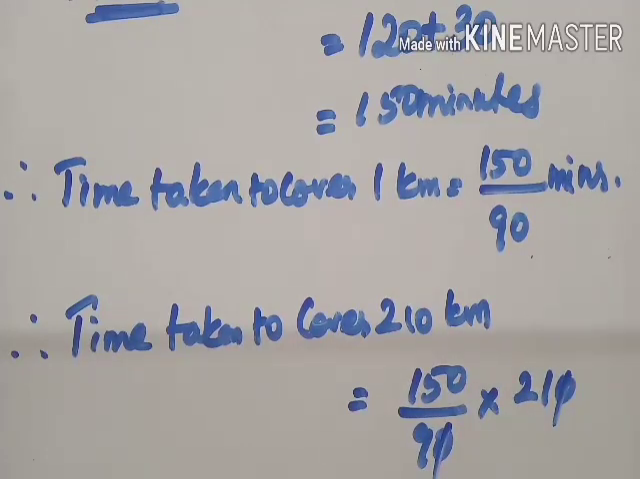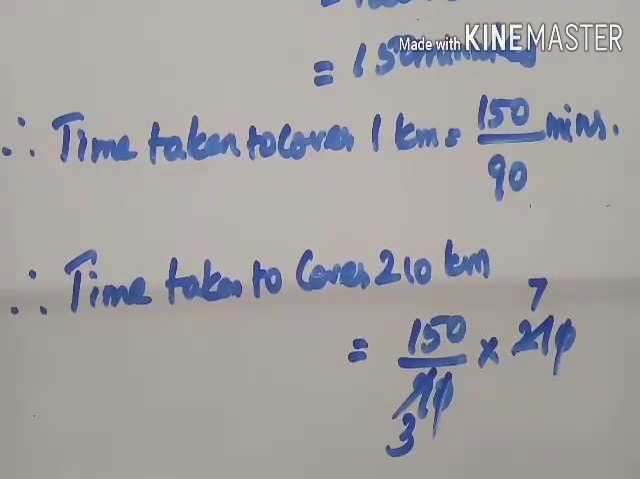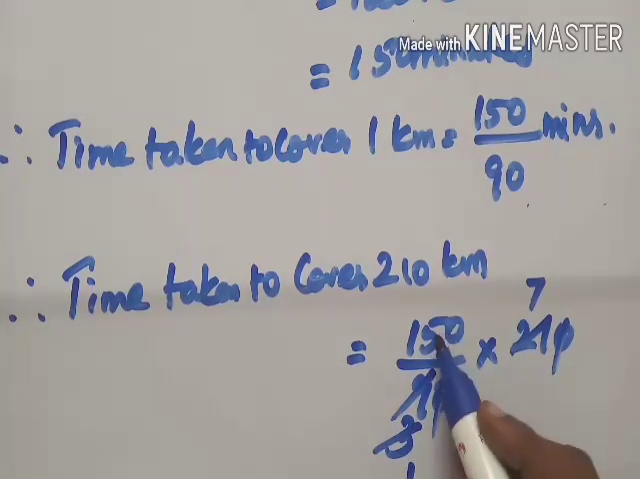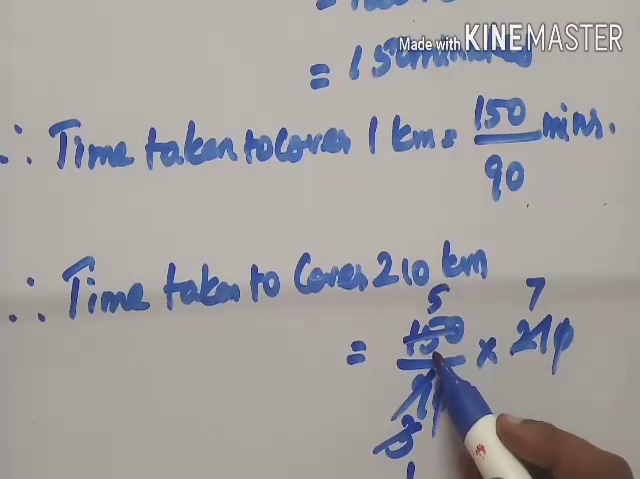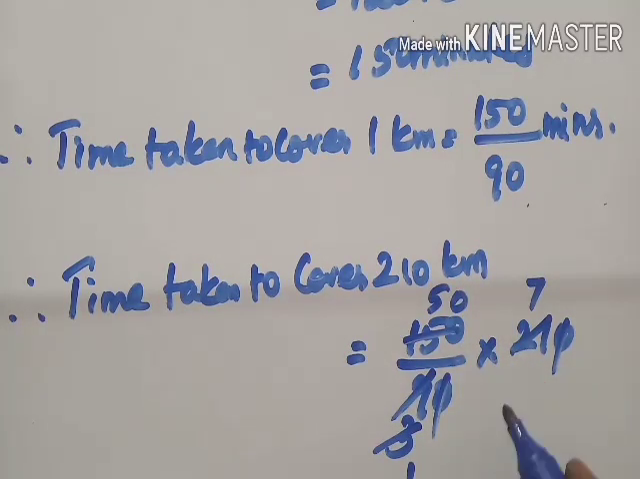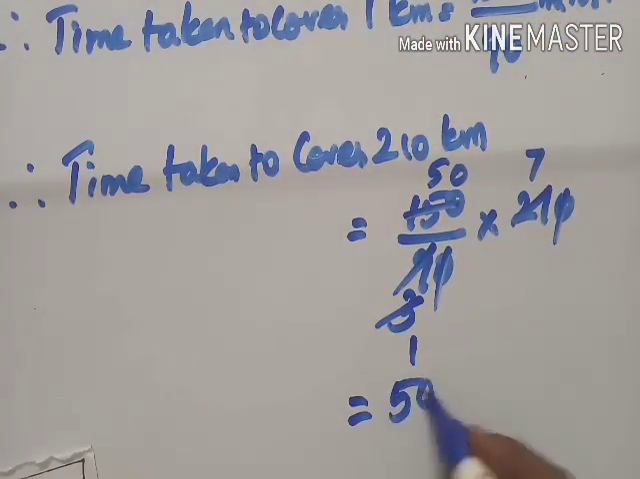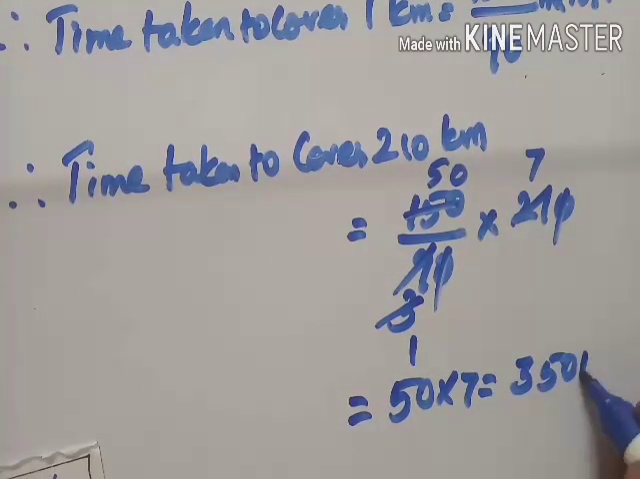Next I will go with third table. 3 3s are 9. 7 3s are 21. Next 1 3 is 3. How many 3s will make 150? 5 3s are 15 and add 1 0. Right? 50 into 7. That is equal to 350 minutes.